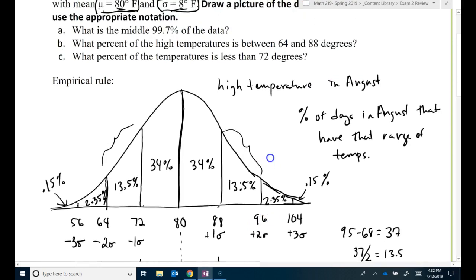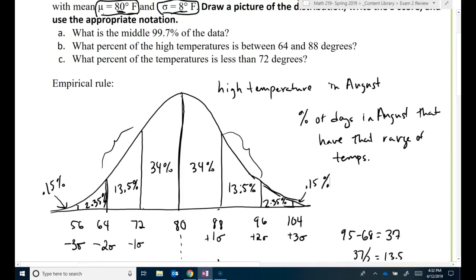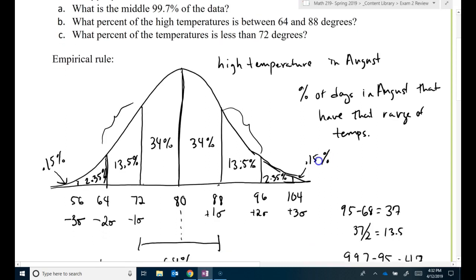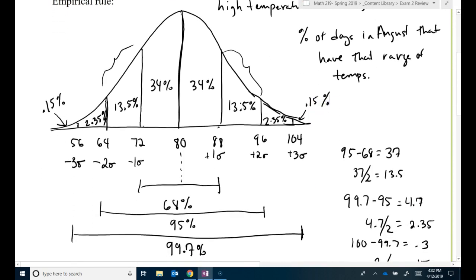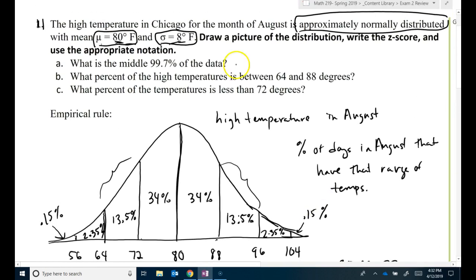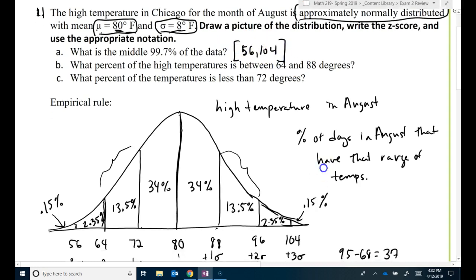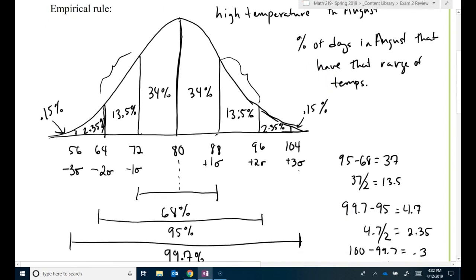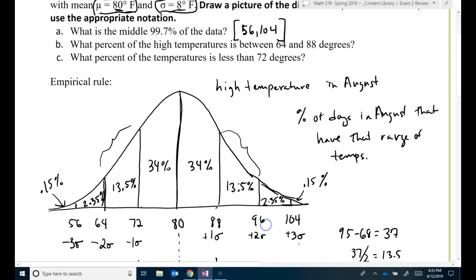So we've got a question here. What is the middle 99.7% of the data? Oh, that's pretty straightforward. We saw by the empirical rule, that's between -3 and 3 standard deviations, so that's 56 to 104 degrees. That's your middle 99.7. When we say middle, by the way, we mean symmetric on both sides. Okay? Middle 99.7, that's 56 to 104.